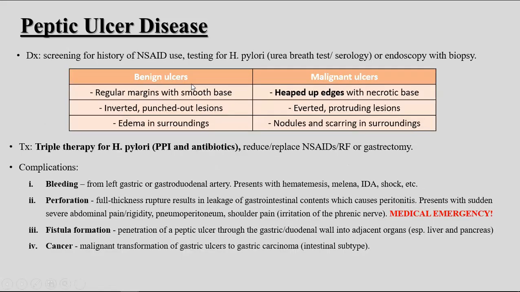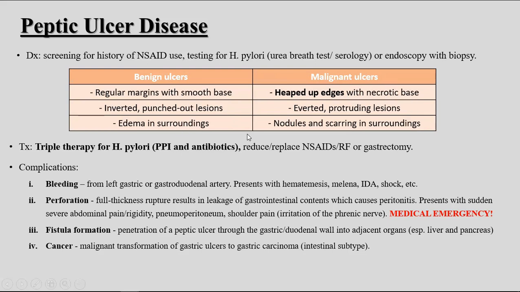Other than that, you can have two kinds of ulcers. You can either have benign ulcers or malignant ulcers. Malignant ulcers are more common in the stomach. They will be typically seen with these heaped up edges and a necrotic base. Otherwise, the normal peptic ulcers usually just have a regular margin and a clear base because your stomach is constantly moving, so nothing really deposits in the base of the ulcer. But if it's a malignant ulcer, there's going to be a lot of necrosis.